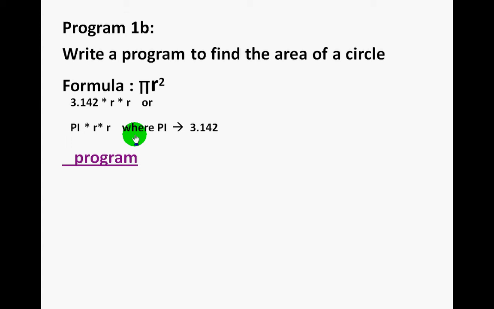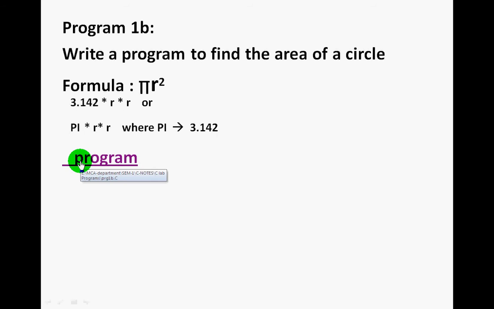In place of pi, we can directly include the value 3.142 into r, or we can write it here as pi into r, where this pi basically stands for a symbolic constant. What is a symbolic constant? We are going to understand in the program part.